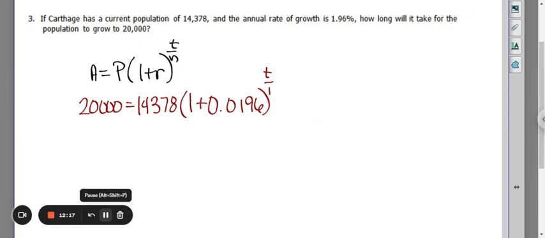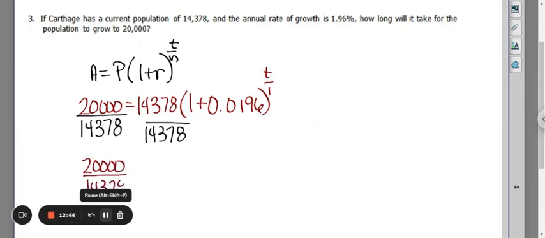So we have to isolate this area that has that base. Dividing both sides by this 14,378. Dividing it, but not actually doing the division yet, because I want to keep the answer rolling and as accurate as possible, so I do not round until the very end. So I have 20,000 over 14,378 equals 1.0196 to the t. To get at that variable, rewrite it as your logarithm.